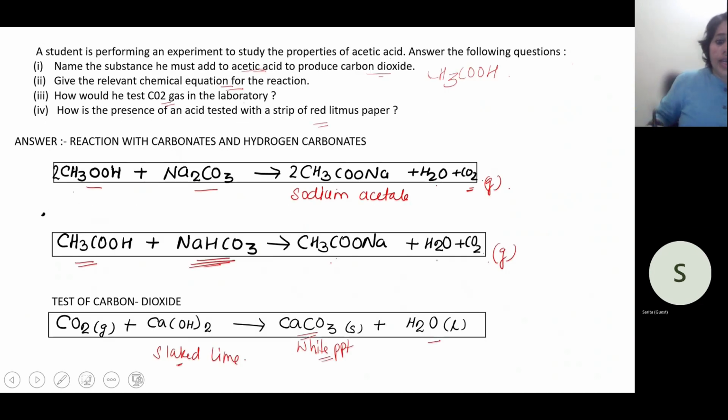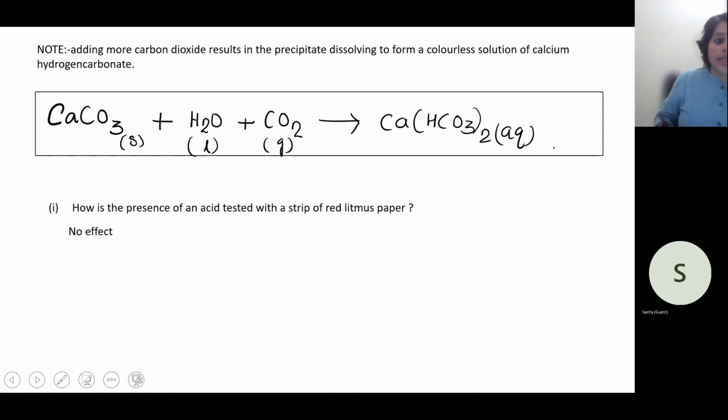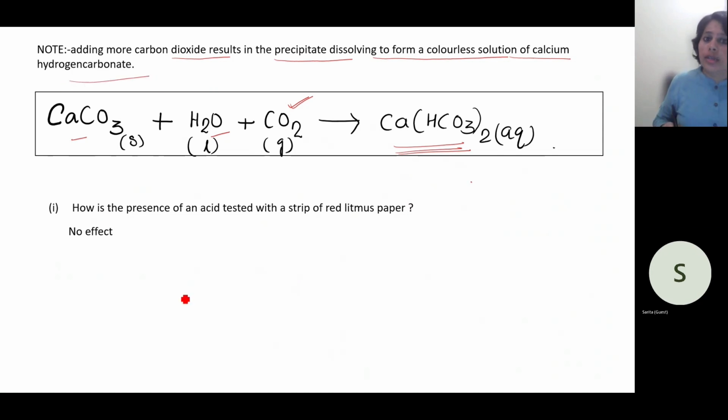First, see, here we got calcium carbonate and water. Suppose if excess of carbon dioxide is passed, then see, in the product what we got is calcium carbonate and water. If excess of CO2 is there, then we will get calcium hydrogen carbonate. So this thing you should remember. So adding more carbon dioxide results in the precipitate dissolving to form colorless solution of calcium hydrogen carbonate.